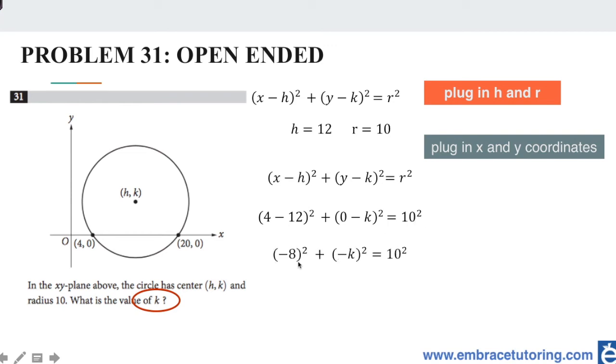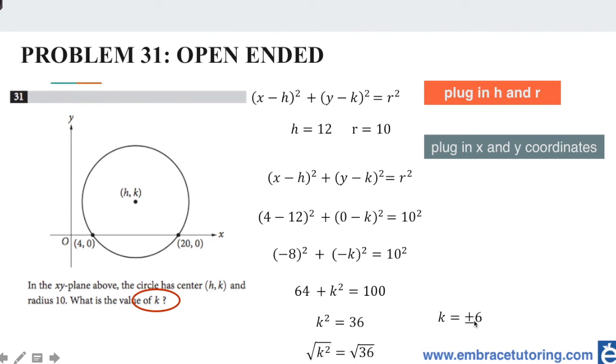When I simplify this, I get negative 8 squared plus negative k squared equals 10 squared. I will then get 64 plus k squared. Notice the negative k times negative k becomes a positive k squared, and my 10 squared becomes 100. When I subtract 64 on both sides, I get 100 minus 64, which gives me 36, and my k squared comes down. So I get k squared equals 36. I'm then going to take the square root of both sides.